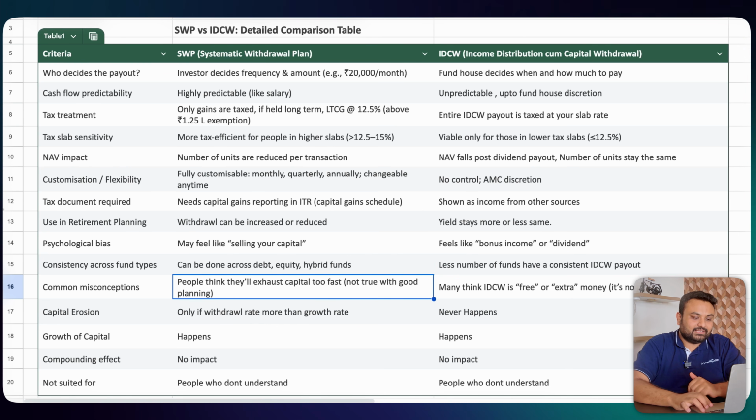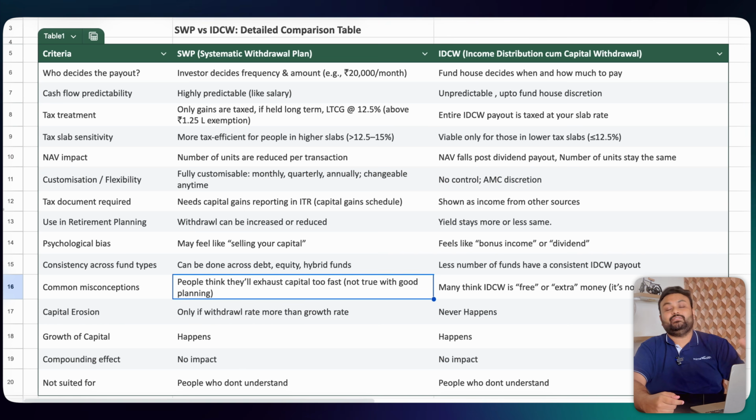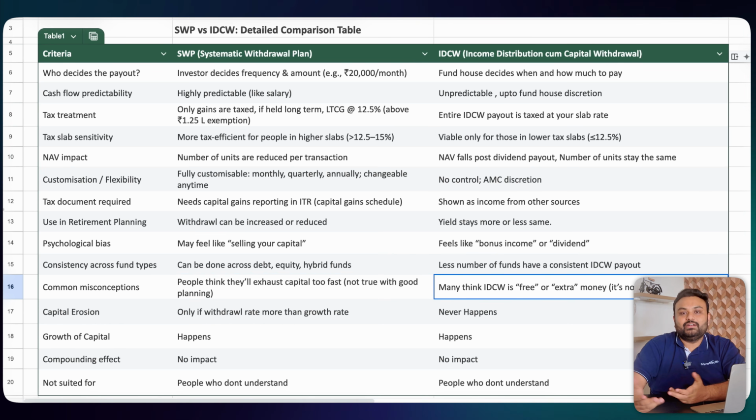There are some misconceptions about SWP. People think that they'll exhaust their capital too fast. That's not the case, because here in growth mode, your NAV increases at a slightly faster pace. People think that in case of IDCW, it is dividend, so it's like free money and our money is not getting impacted. That's not the case. The moment the dividend is declared, next day the NAV reduces by the same amount. So it's basically you are getting your own profits redeemed every month in the form of dividend and consistent income.